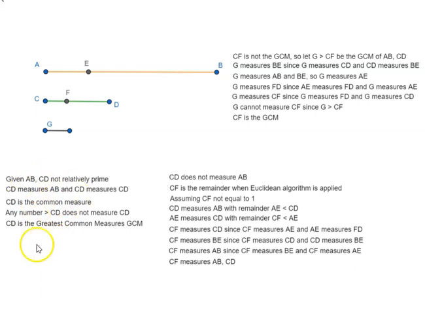For this first case, I gave you an example of 2 and 4. An example for the case where CD does not measure AB would be 6 and 16. 6 doesn't measure 16, and their greatest common measure would be 2. Please go through these steps carefully and try to understand.